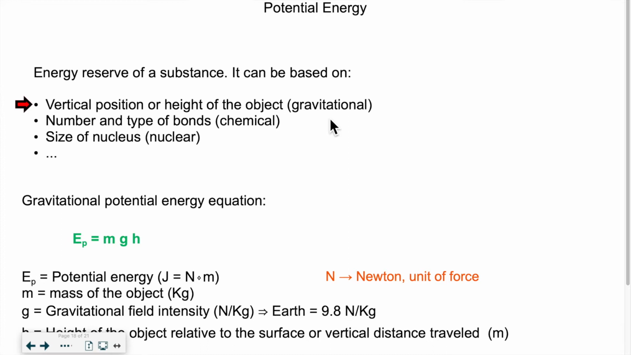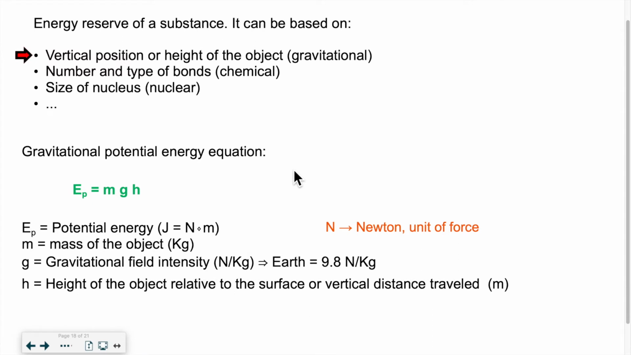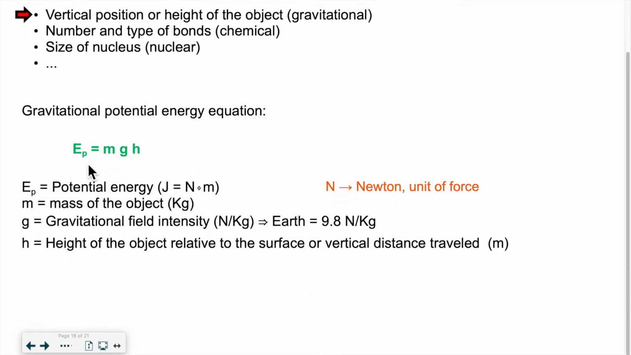The one type of stored energy we are going to look at now is the one that is related to physics. So it's the one over here based on the vertical position or height of the object. So the equation that we will be working with is EP, for potential energy, is equal to the mass of the object. If you recall, I explained that when we talk about physics topics, the mass is expressed in kilograms, so it is the case here.